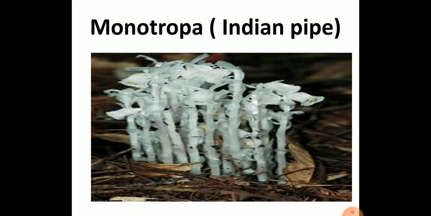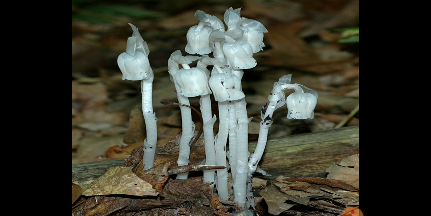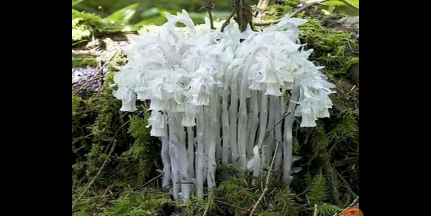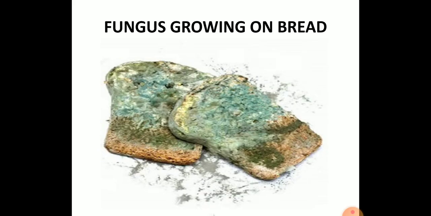In this picture you can see Monotropa or Indian pipe. This plant grows in forest soil which is rich in humus formed by fallen leaves. The aerial part of the plant is non-green. This plant absorbs nourishment from the dead organic matter of the soil. Now, for the second example, in this picture you can see fungus growing on bread. This is also an example of a saprophyte or saprotroph.